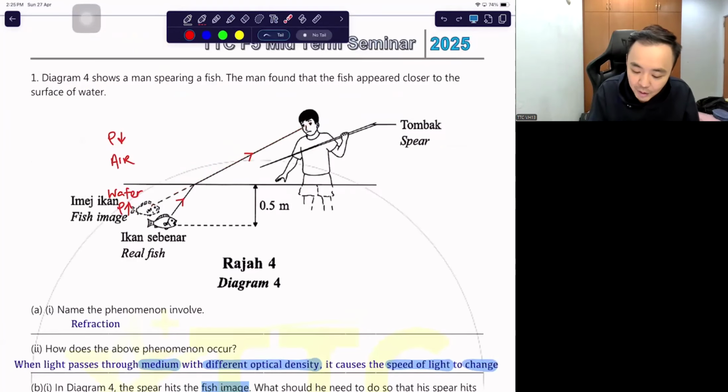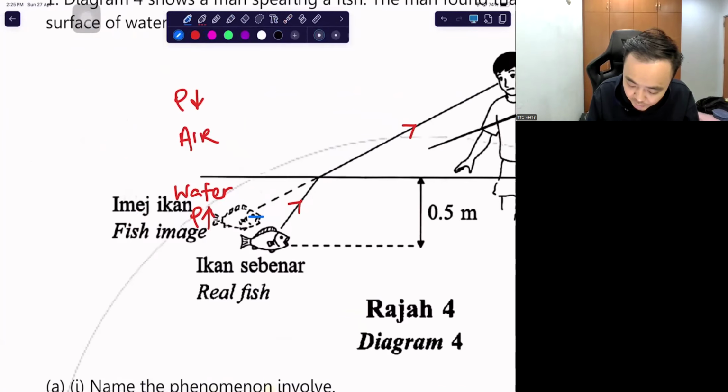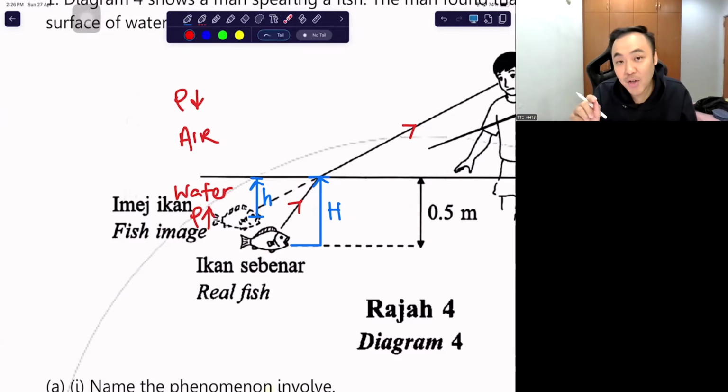Apparent depth means from the image of the fish, you go to the water surface. This is called apparent depth. We put a small h here. Real depth is actually the real fish. Then you go to the surface. This is called real depth, and we put a capital H. One simple thing: real depth is always deeper, because the real fish is always inside. That's why we put big H, the number is bigger. Small h, the number is smaller. Okay, follow.